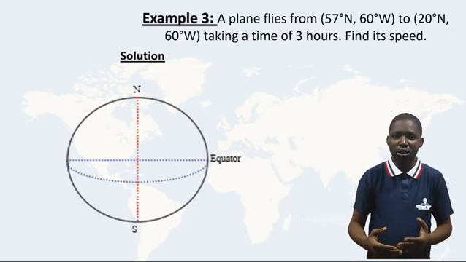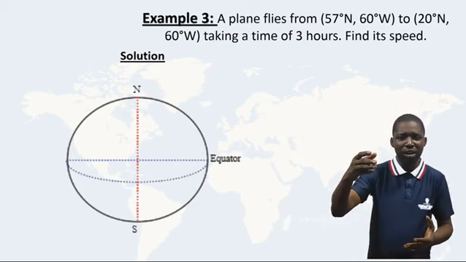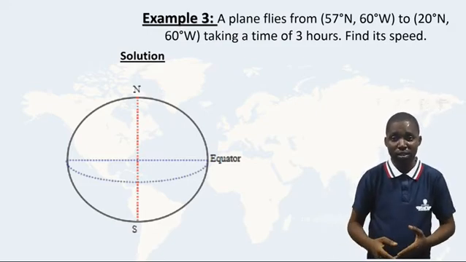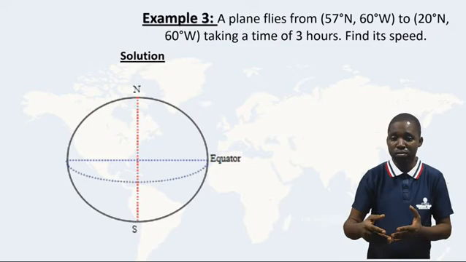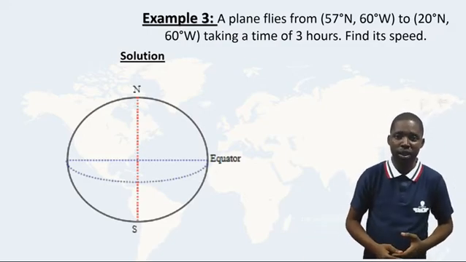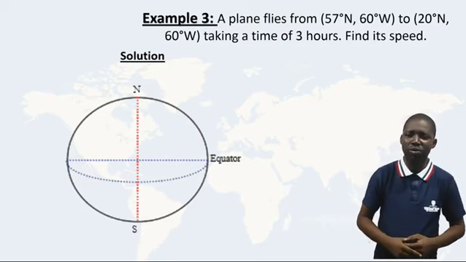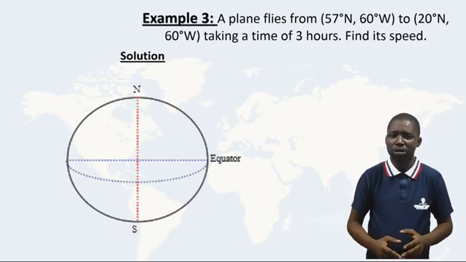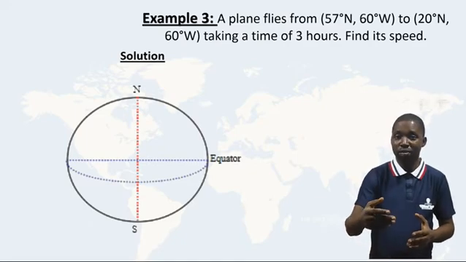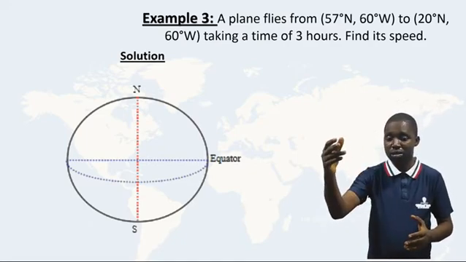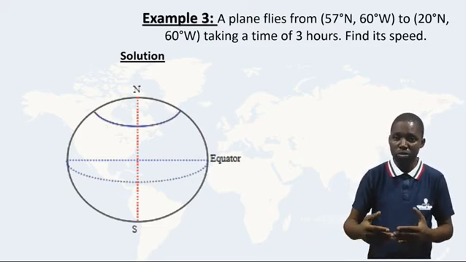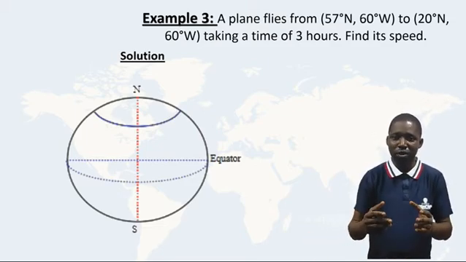Then we introduce the special line of longitude, that is the Greenwich meridian in dotted red, and also the special line of latitude, which is the equator. You can see it also in dotted blue there. Now, let us represent what we have in the question. 57 degrees north. That is a line of latitude, 57 degrees north. We draw that. I'm using blue also just for clarity.